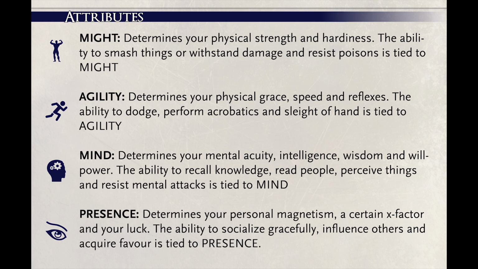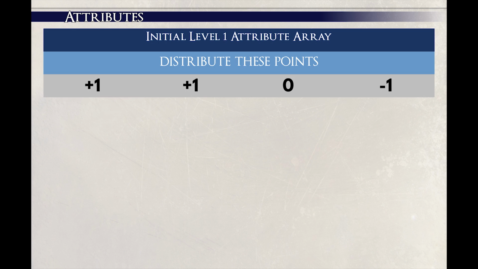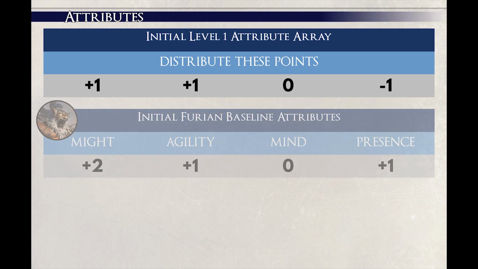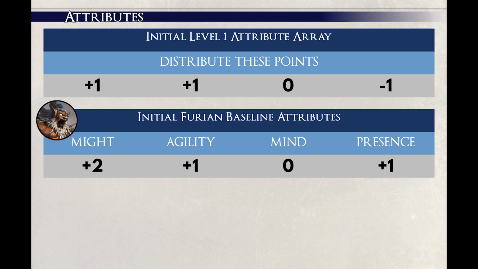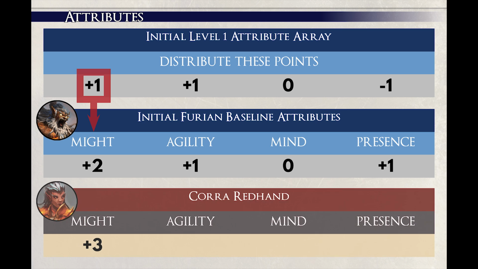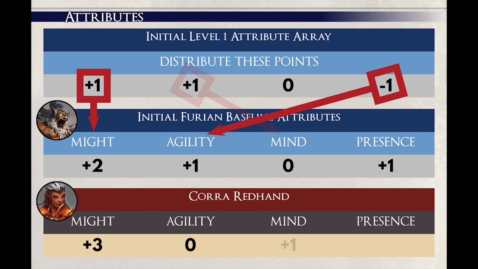The default method is to use an array. Every character at level 1 starts with an array of modifiers. You are then required to distribute these modifiers to the baseline attributes of your character. In Sarah's case, Furians start with their own baseline attributes. You now take your array and may distribute each of your array modifiers to your baseline attributes, but on a 1-to-1 basis. Sarah chose to beef up Cora's might to +3, reduce her agility to 0, increase her mind by +1, and keep her presence at its default value. The alternative method to generating stats is to roll for them. Rules for this method are included in the core rulebook.